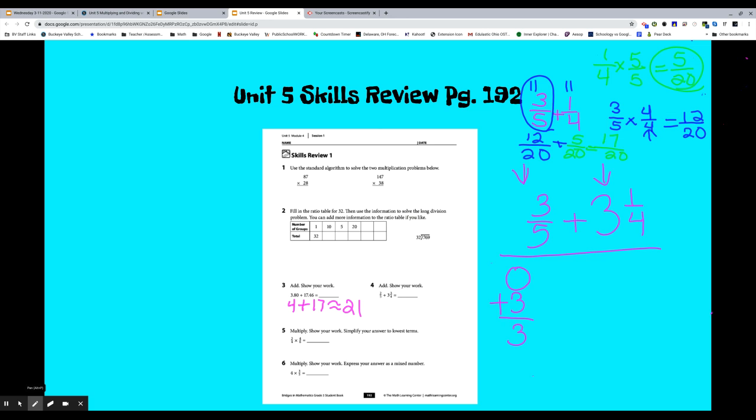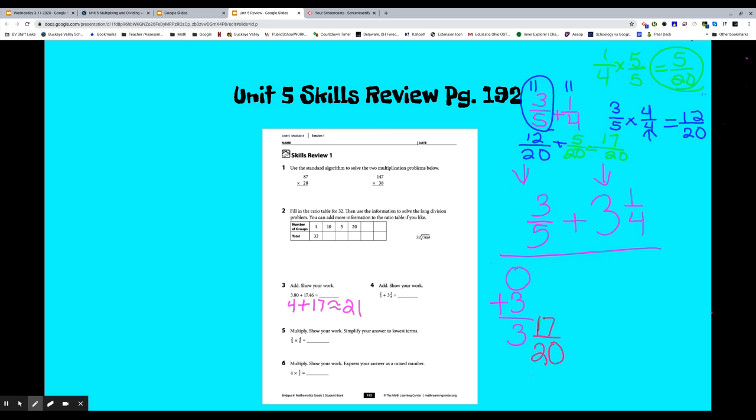So I come back to my answer. Don't forget this part. We've added the 3. We added the whole numbers. And since I don't have another whole with 17/20ths, I'm going to make that pink again. I am just going to write 17/20ths. So my final sum is 3 and 17/20ths.